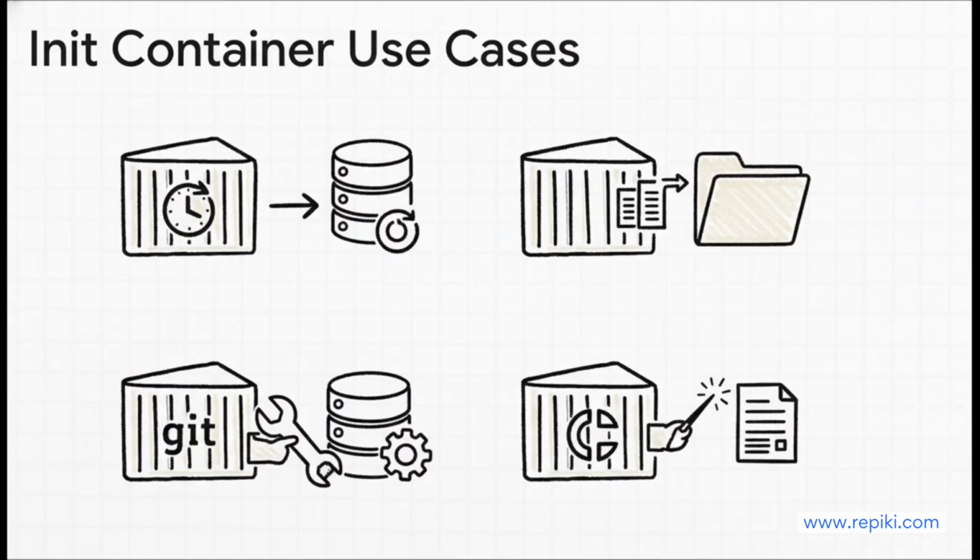And this clean separation lets you do some really powerful stuff. You can have an init container that just waits for a database to be ready, or maybe one that clones a Git repo to populate a volume with some assets. You can even use them to safely run database migrations before your app starts, or to generate config files on the fly. The possibilities are huge.